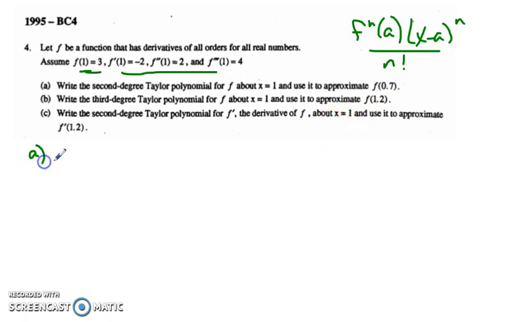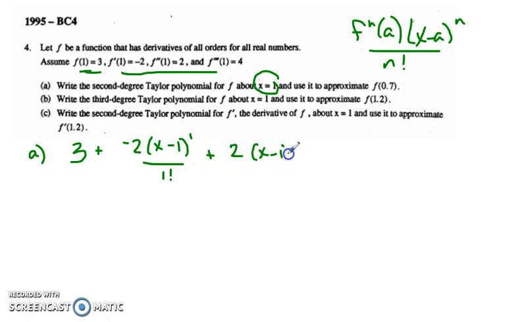So part A wants a second degree Taylor polynomial. The second degree is three terms because the first term is the 0 degree. That is just the number 3. Plus we have the first derivative, which is negative 2, times x minus 1 to the n over n factorial. And we are centering at 1 because they've told us that in the problem here. And then the third term is our second degree term. We have a second derivative of 2, and then we have x minus 1 squared over 2 factorial.